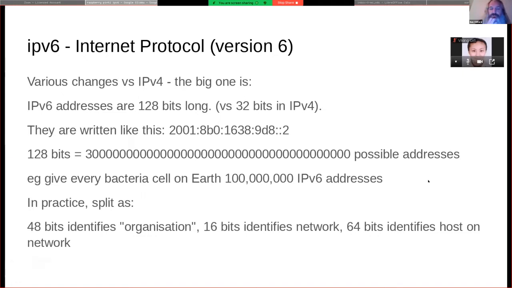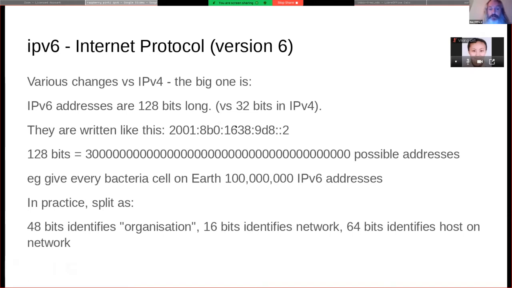So I was trying to get a good example. It's enough to give every bacteria cell on Earth 100 million addresses each. So there's a lot of addresses available now. In practice, that's split up as 48 bits identifies the organization the addresses belong to, 16 bits identifies the network, and then 64 bits identifies the machine on the network. And I'll show you some examples later how that works.